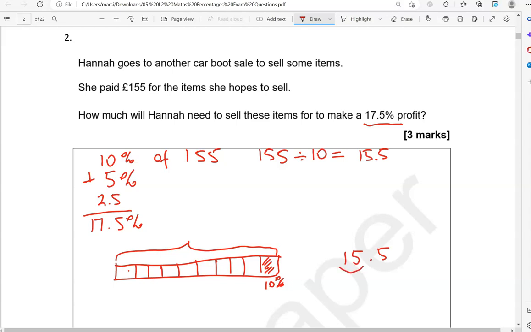Splitting 15 into 2, that is going to give us 7.5. Splitting 0.5 is going to give us 0.25. So that is 7.75.